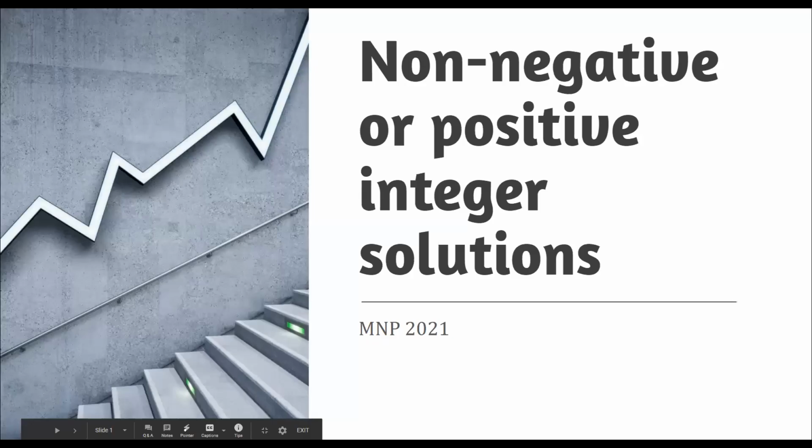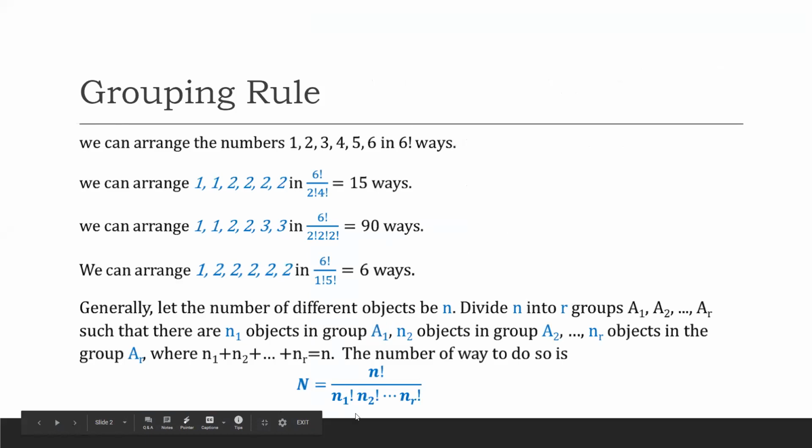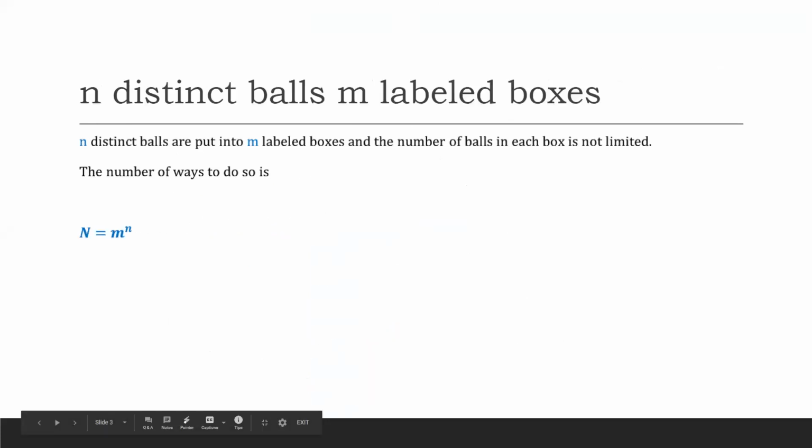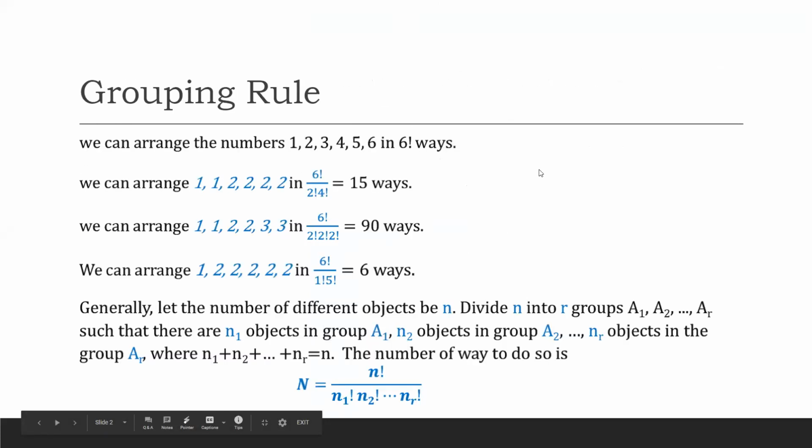So today we're going to be talking about non-negative or positive integer solutions. So this is the grouping rule. You can arrange, say, the numbers 1, 2, 3, 4, 5, and 6 in 6 factorial ways. So basically, if you have n different objects, the number of ways you can arrange them is n factorial.